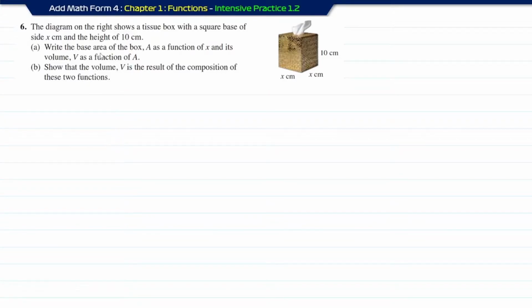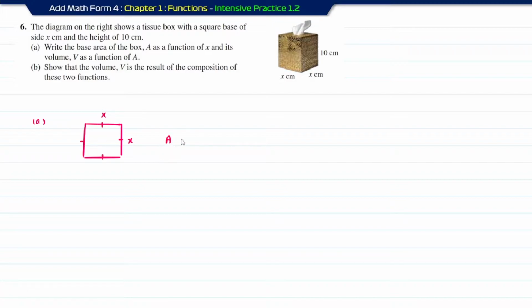Question number 6. The diagram on the right shows a tissue box with a square base of sides x centimeters and a height of 10 centimeters. Part A: write the base area of the box, A, as a function of x, and its volume as a function of A. For part A, the base of our tissue box is in the shape of a square with sides of x centimeters.